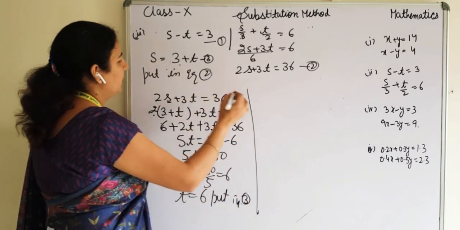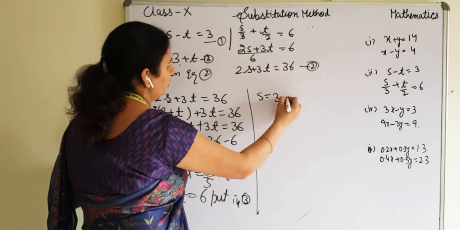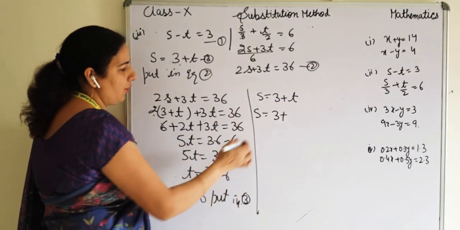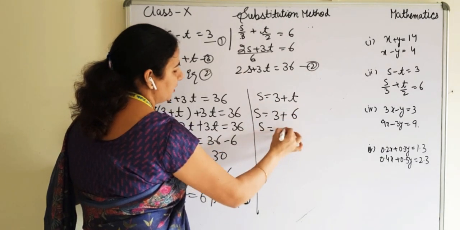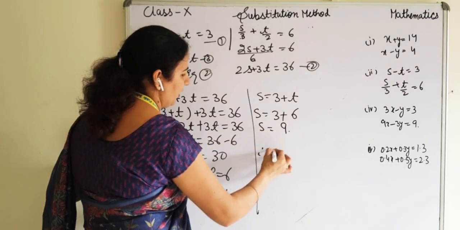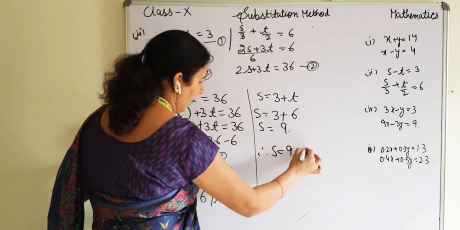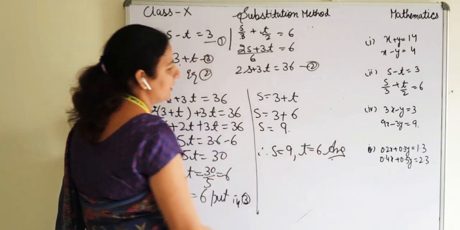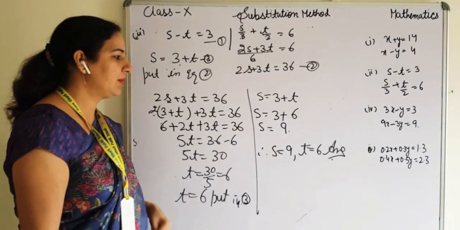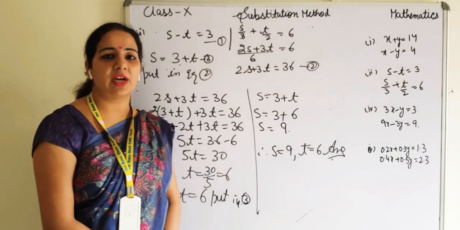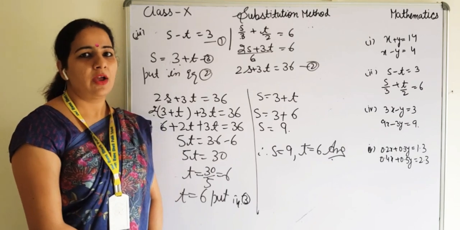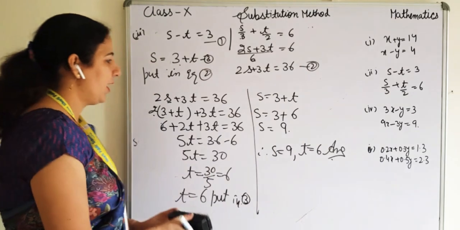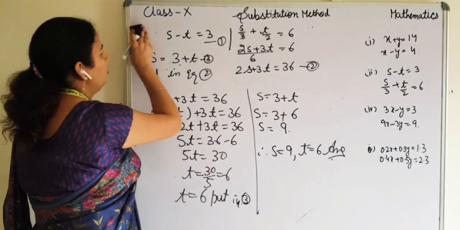So equation number 3 is s is equal to 3 plus t. S is equal to 3 plus what is the value of t? 6. So s is equal to 9. Therefore s is equal to 9 and t is equal to 6 is the solution of this pair of linear equations. It means this linear pair of equations has a unique solution. For unique, we will be able to solve only for a unique solution. Fine. So this is part number 2.